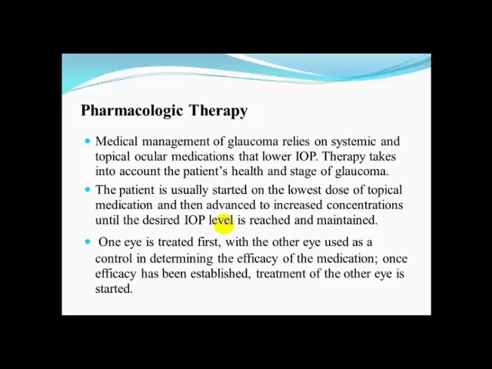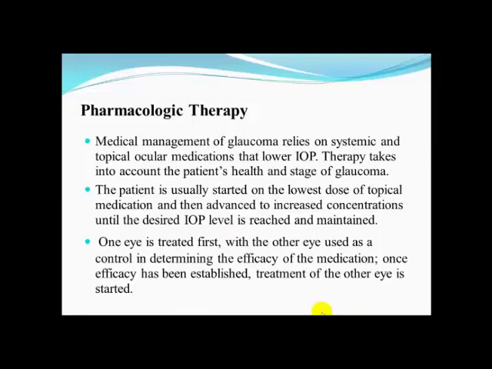The patient is usually started on the lowest dose of topical medication and then advanced to increased concentration until the desired intraocular pressure level is reached and maintained. نبدي باللو دوز وبالإضافة نبدي تدريجيا نصعد بالهاي دوز حتى نحافظ قدر الإمكان على intraocular pressure. One eye is treated first with the other eye used as a control in determining the efficacy of the medication. Once efficacy has been established, treatment of the other eye is started.